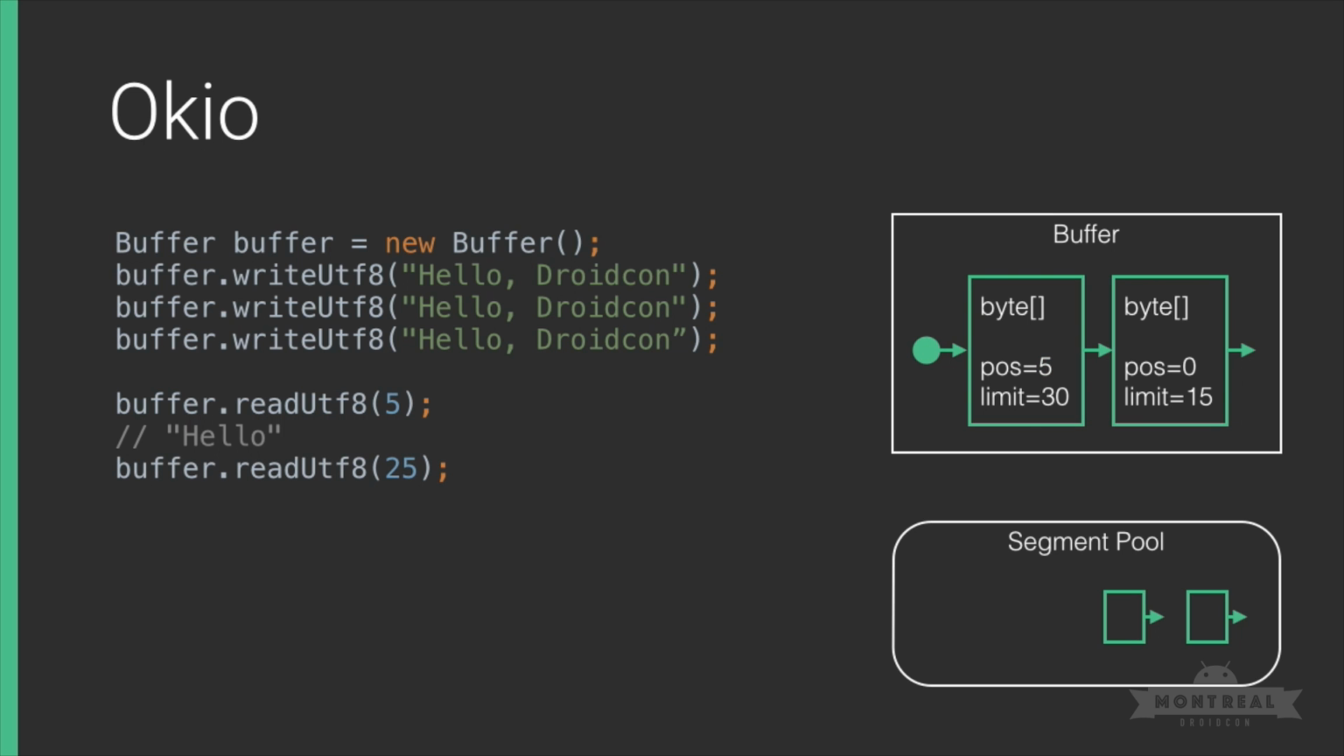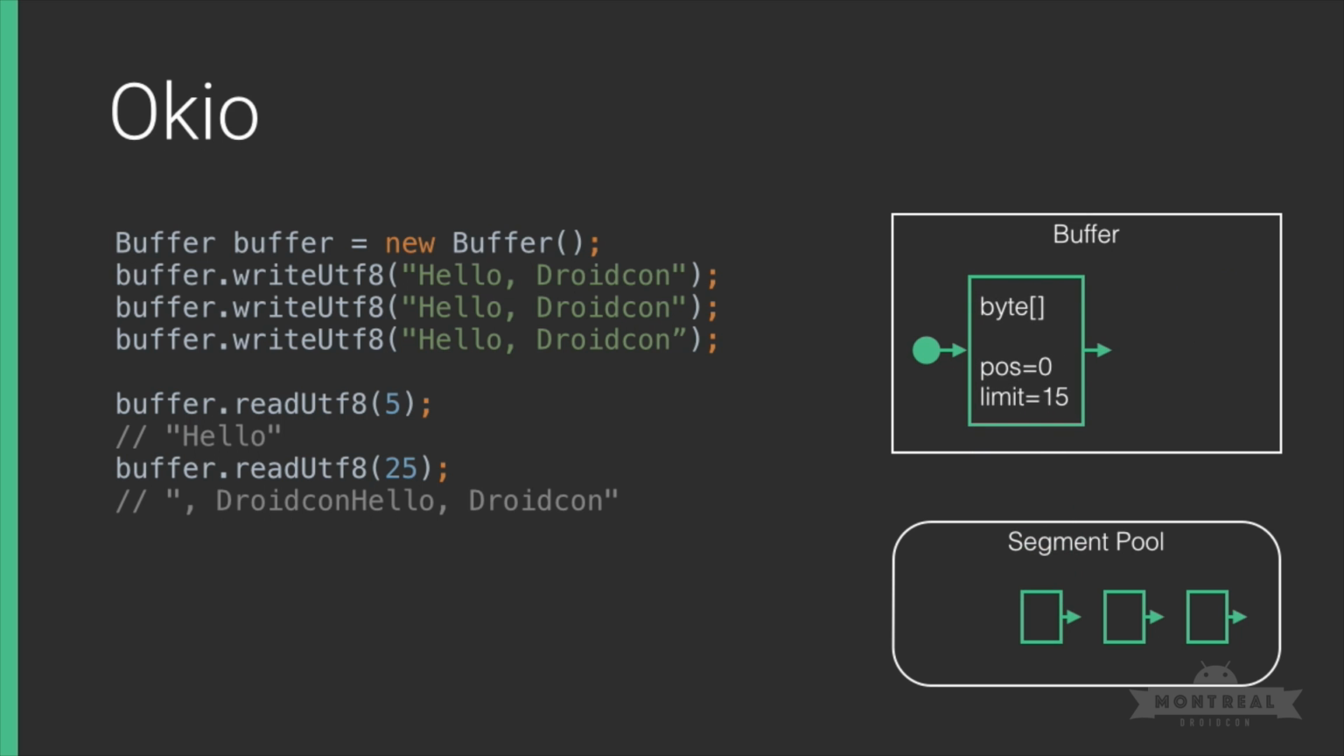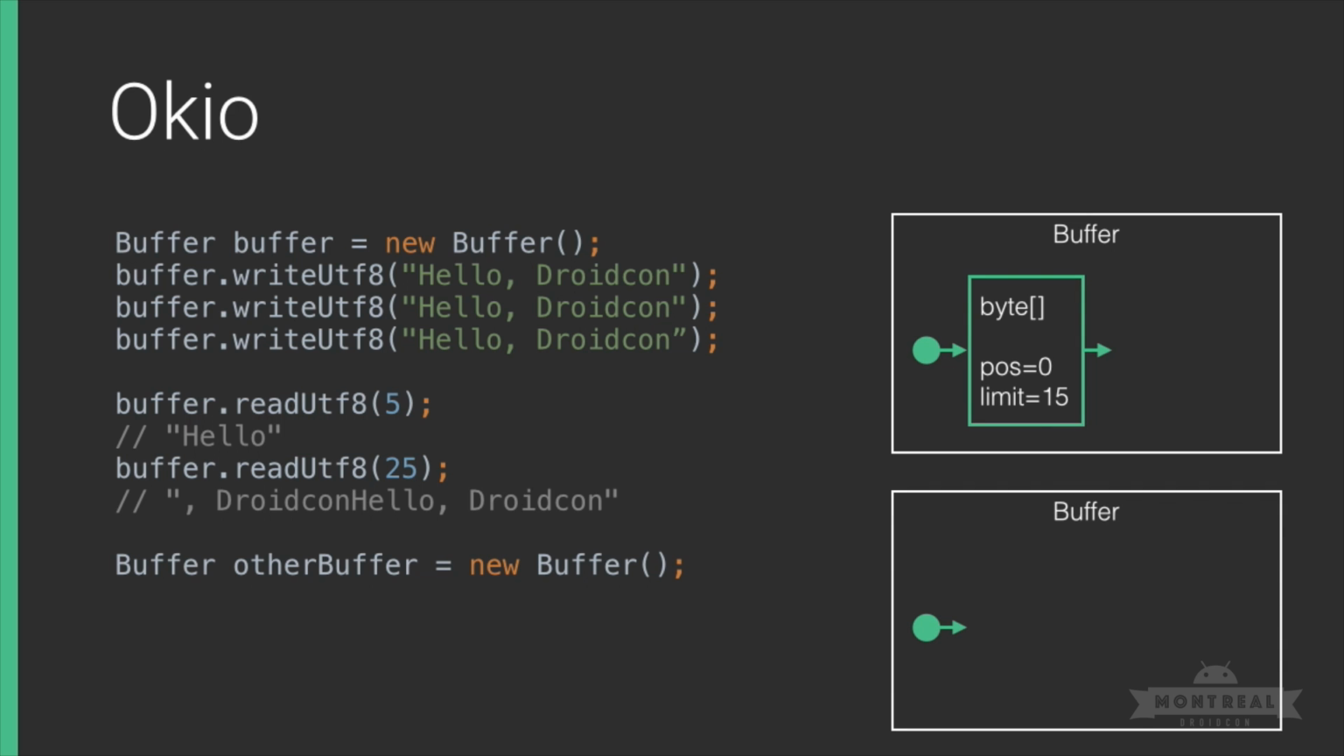Similarly, if we now read the rest of the first segment, the position is going to get updated. And now they're the same, right? There's no data inside this first segment. So what's going to happen is the buffer is going to return that segment to the pool for other buffers to use, and it's going to promote the second segment to be the first segment, so that the next read that happens will happen from the first segment.